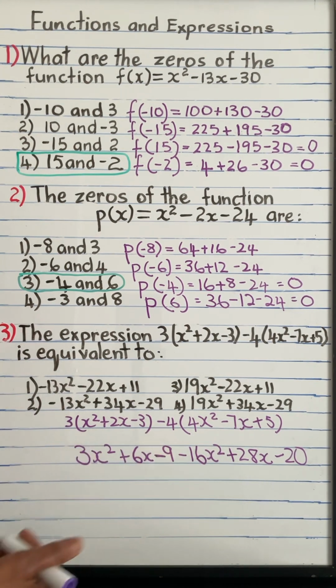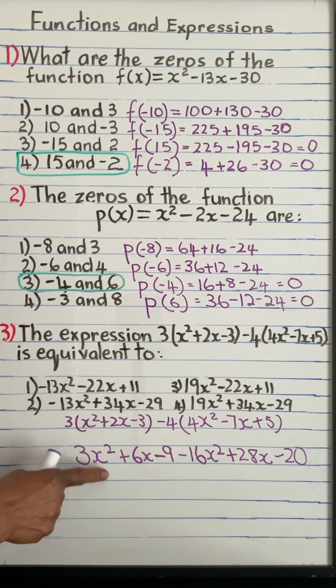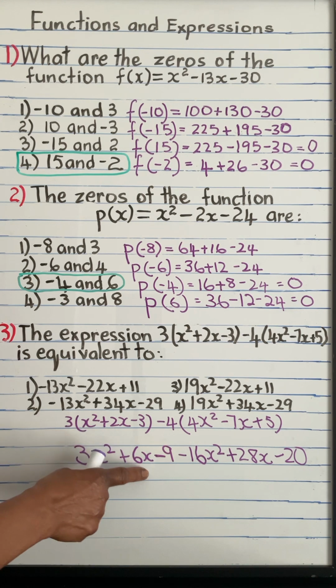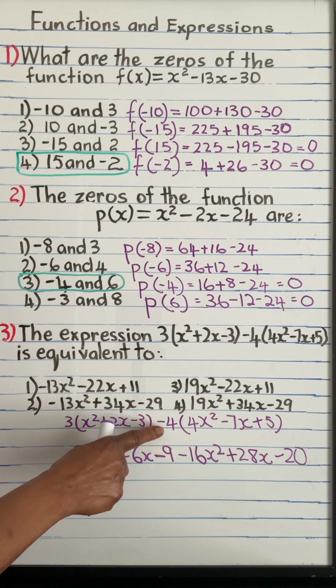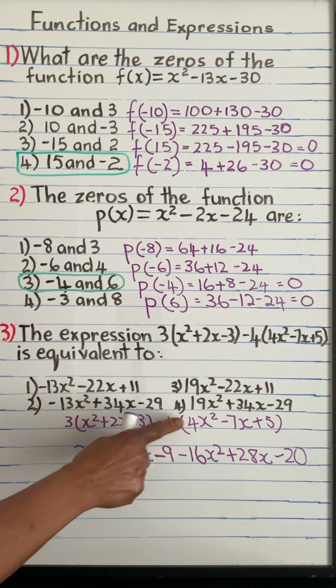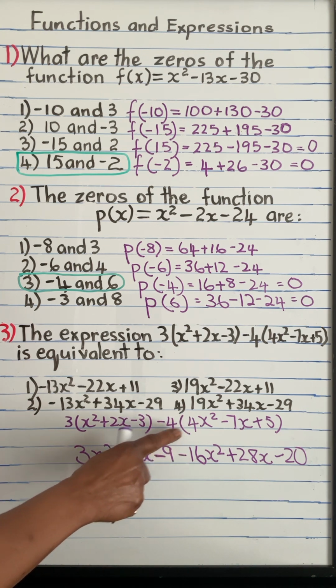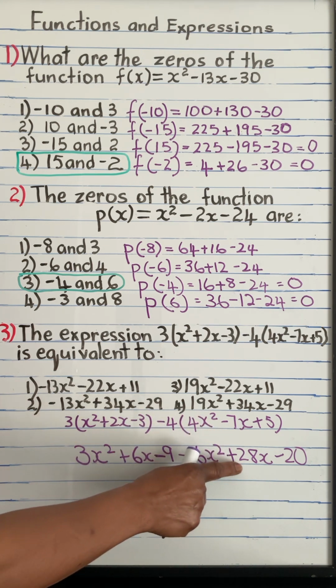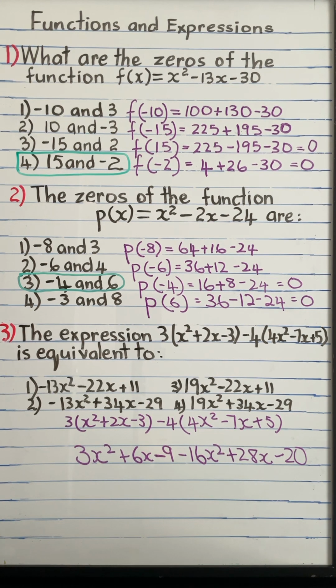Let's check to see if everything looks good. 3x squared, 6x, negative 9, negative 16x squared, positive 28x, negative 20. Okay, everything looks good. So we have removed the parentheses. Now let us simplify the like terms. So let's collect the like terms first.